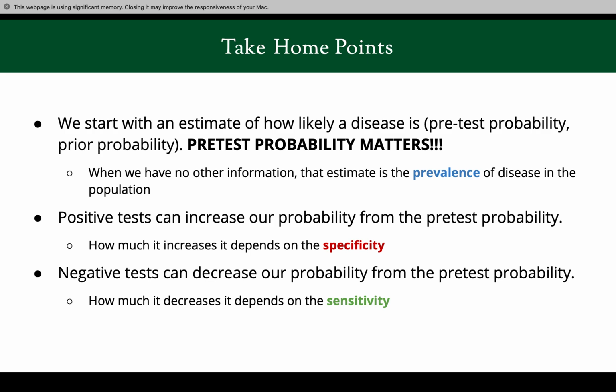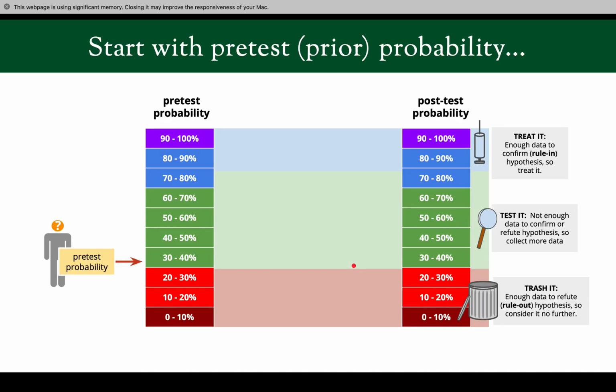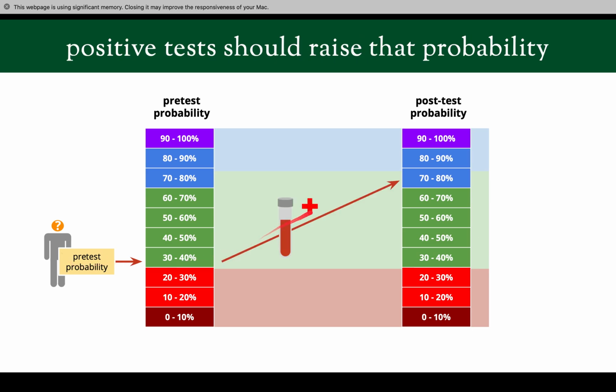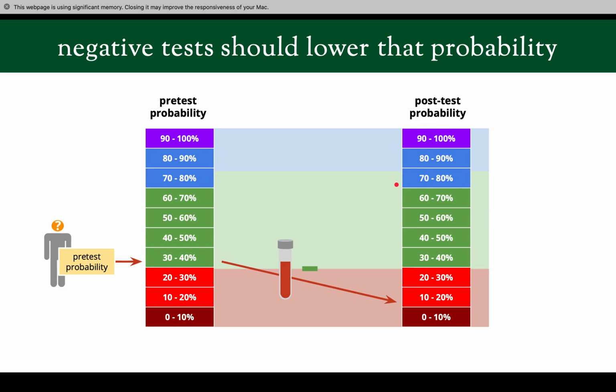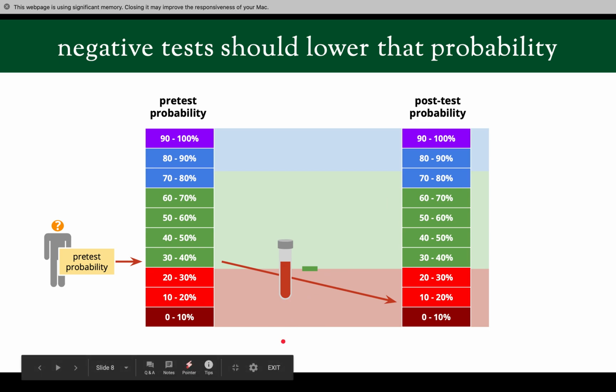Now, positive tests are going to raise our probability from that starting point, and negative tests are going to decrease our probability from that starting point. And how far it raises or lowers it from that starting point is based on the sensitivity and specificity. So here we have an example, right? Here's a patient with a pretest probability of a disease of about 32%. Our goal is then to see what happens when we have a positive test. It's going to raise that probability some. And a negative test is going to do the opposite. It's going to lower that probability some.